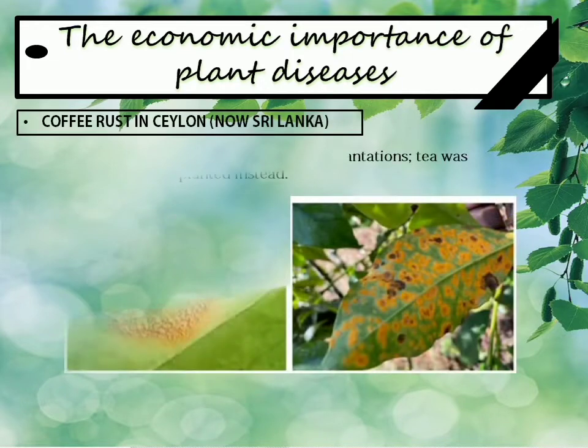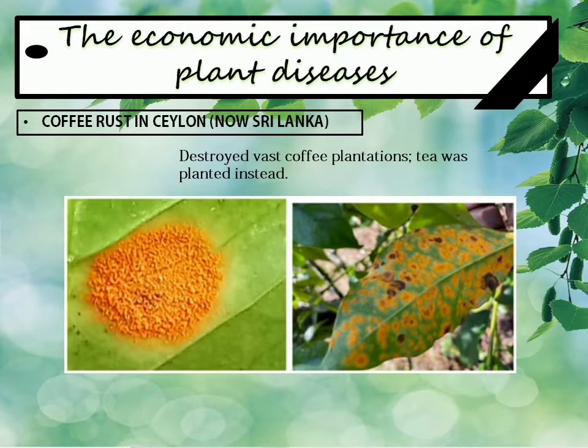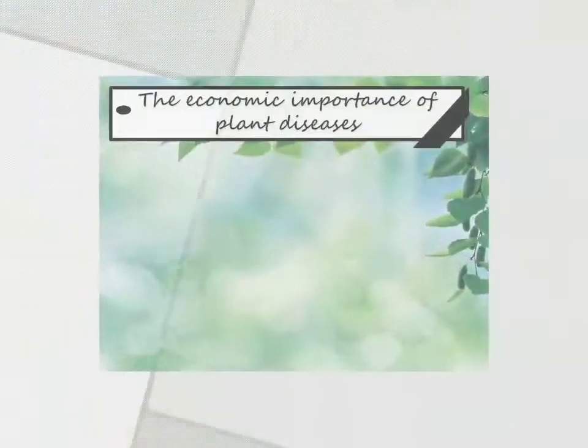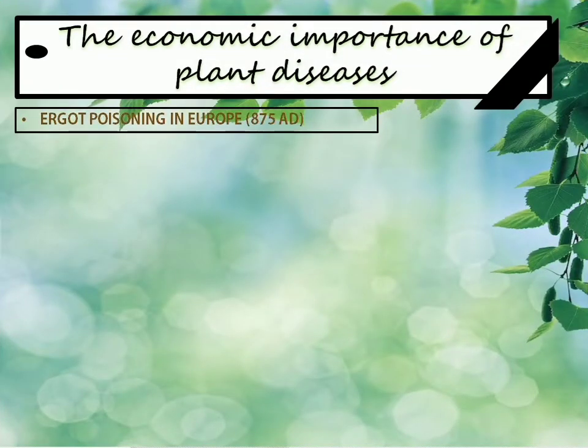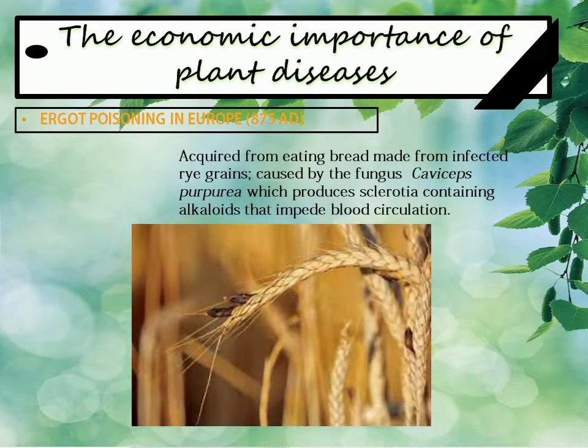Coffee rust in Ceylon, now Sri Lanka, destroyed vast coffee plantations. Tea was planted instead. Ergot poisoning in Europe, 875 AD, was acquired from eating bread made from infected rye grains, caused by the fungus Claviceps purpurea, which produces sclerotia that contain alkaloids that impede blood circulation.